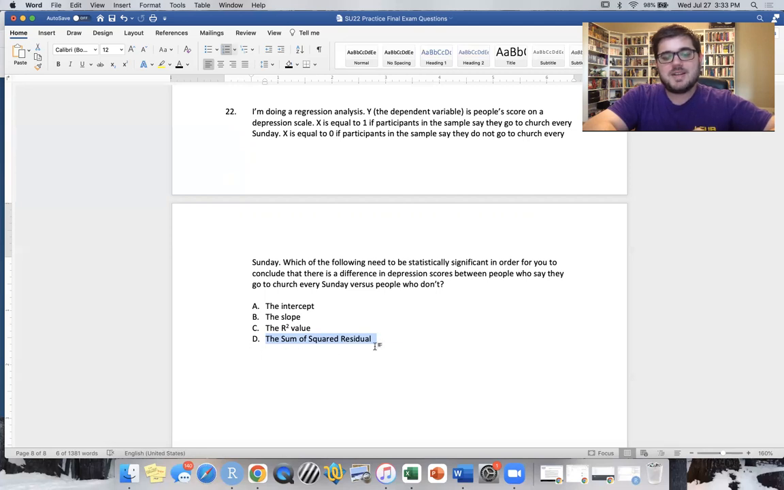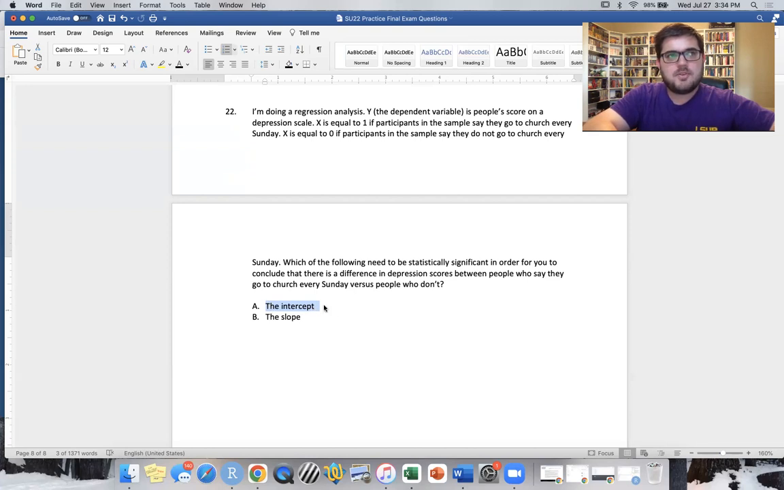That's not something that you usually test for statistical significance, so that's not it. The R squared value is the proportion of variance that's accounted for by the model, which you also usually don't test for statistical significance. So you're left with things that you do test. What would they mean? A statistically significant intercept would mean that one of these groups, what's the 0 group? Don't go to church, is greater than 0. So if the intercept is statistically significant, that would mean that their depression scores are greater than 0.